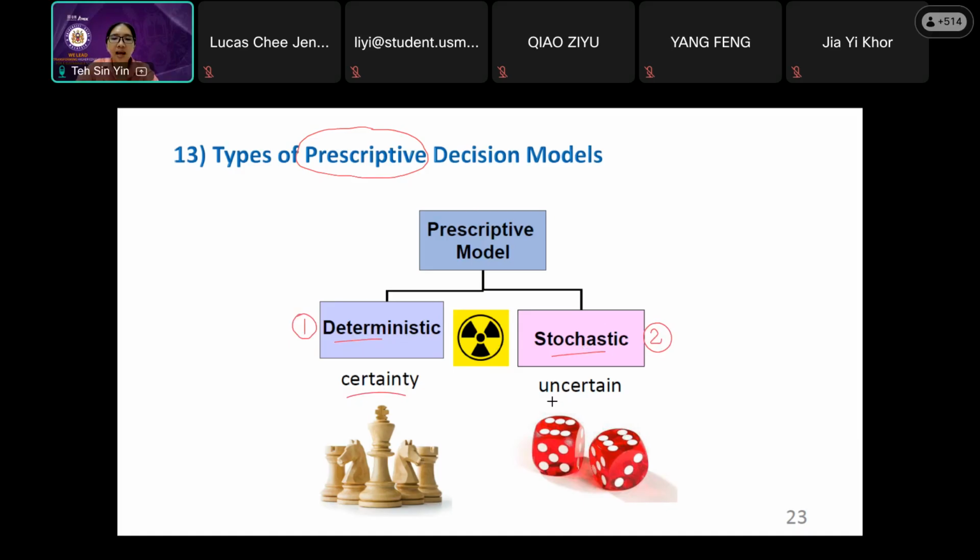Stochastic means uncertainty. You are uncertain what is going to happen. Let me give you one example. Let's not talk about the very difficult statistical model. Let's imagine we are talking about radiation. If someone is exposed to radiation, let's say X-ray, what is the certain deterministic effect that you can have?